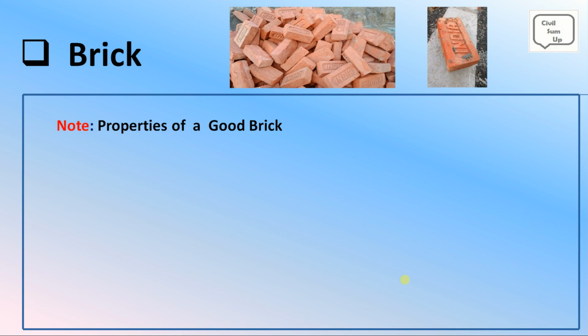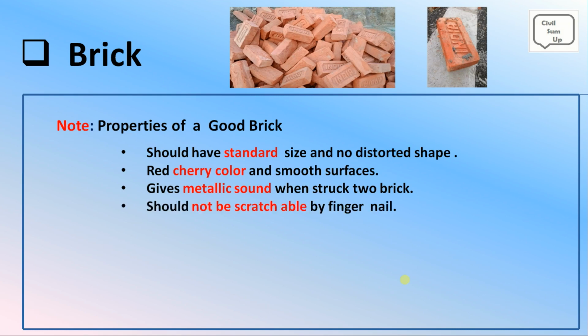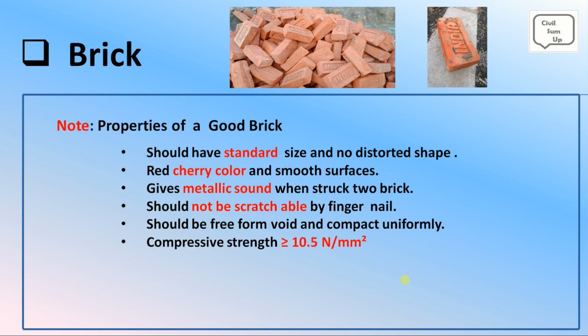Now some key points we will discuss for good bricks. The first one, it should have the standard size and no distorted shape. Second one, red cherry color and a smooth surface. Gives metallic sound when struck against each other. Should not be scratchable by fingernail. Should be free from voids and compact uniformly. Compressive strength should be greater than 10.5 Newton per mm square. And water absorption capacity should be less than 20%.